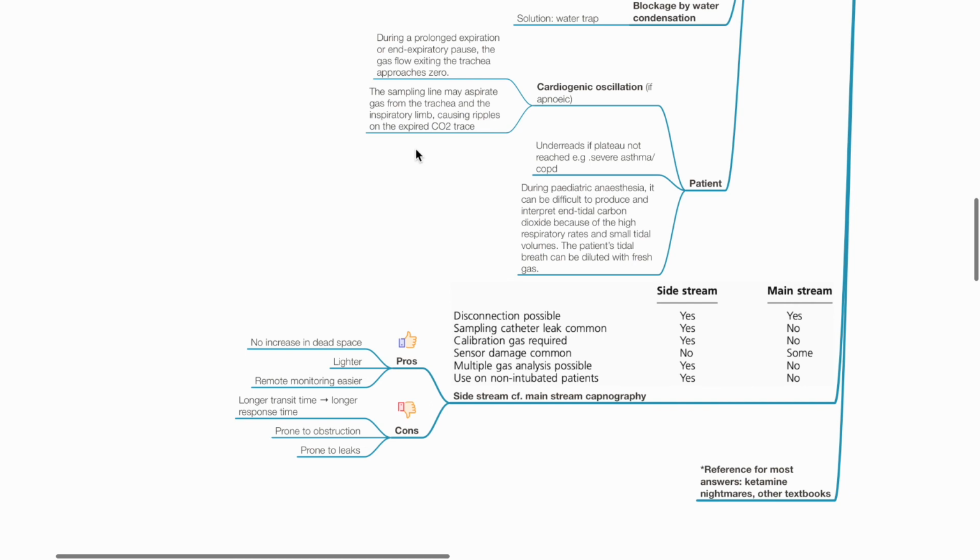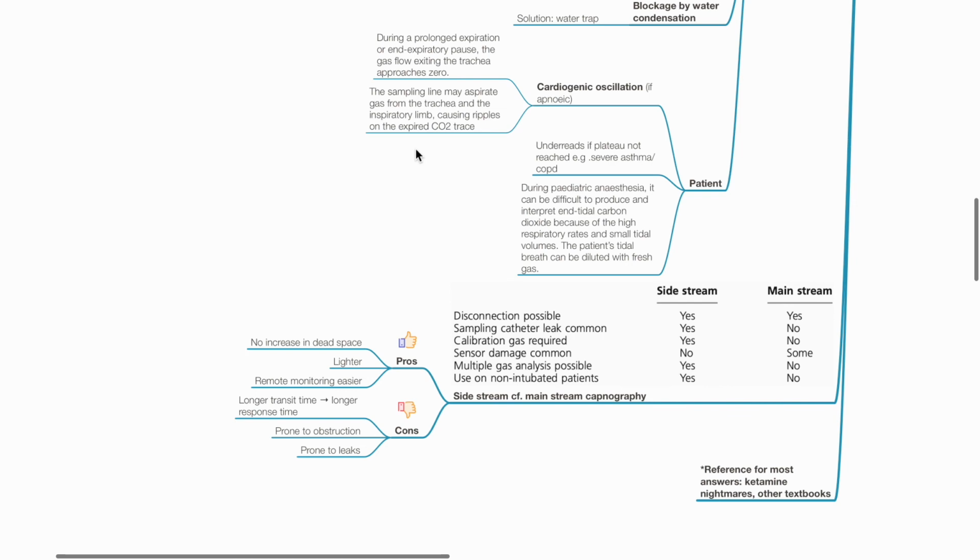Multiple gas analysis is possible for sidestream capnography, but not for mainstream. Sidestream capnography may be used on non-intubated patients, but not mainstream capnography. Pros of sidestream capnography versus mainstream capnography include no increase in dead space, it's lighter, and remote monitoring is easier.